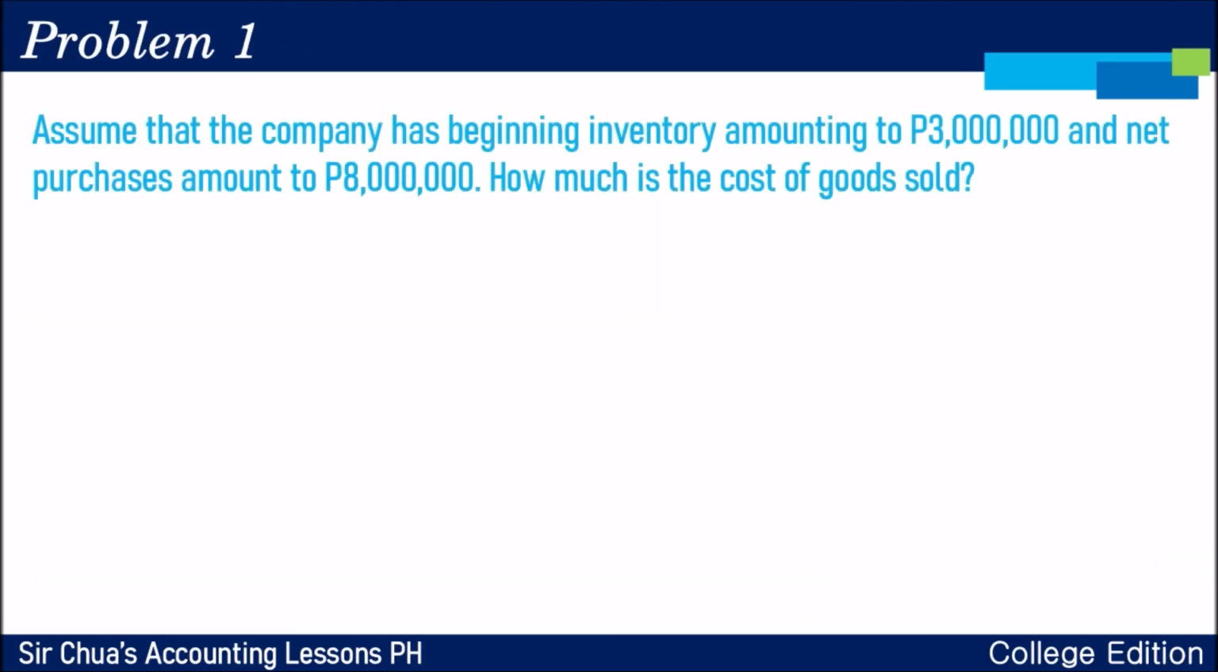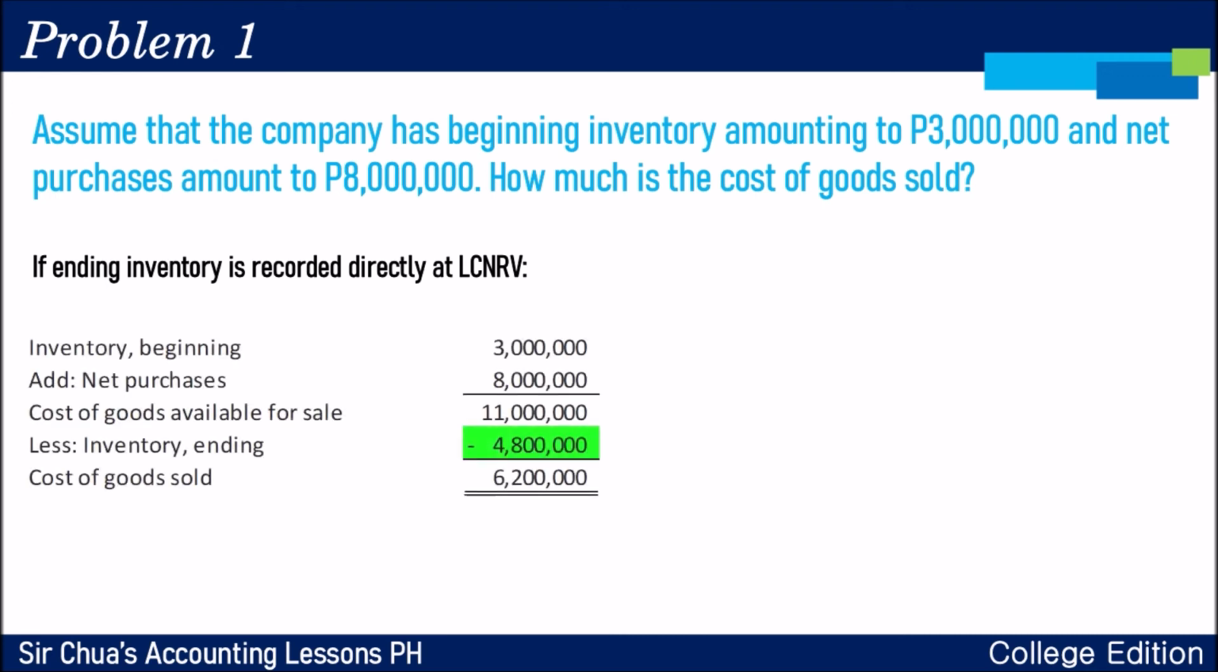Now assume that the company has beginning inventory amounting to 3 million and net purchases amount to 8 million. How much is the cost of goods sold? Okay, so if the ending inventory is recorded directly at LCNRV, yung ginawa po natin kanina, na diniretso natin yung recording ng ending inventory at LCNRV, this is how your cost of goods sold would look like.